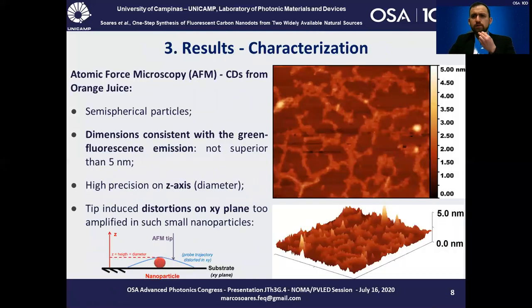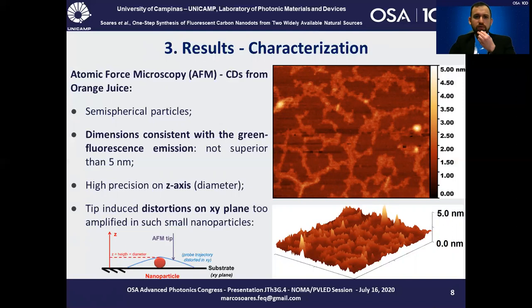We characterized the particles by atomic force microscopy. And it's important to cite here that besides the availability of other characterization techniques, for example, transmission electron microscopy, this one may not be recommended for this kind of synthesis because the particles may aggregate under the high vacuum, so you won't obtain exactly the particles that you synthesized.